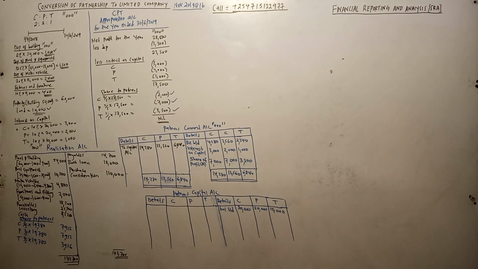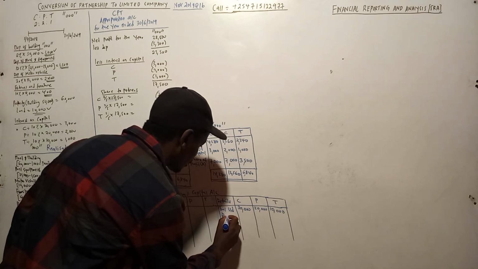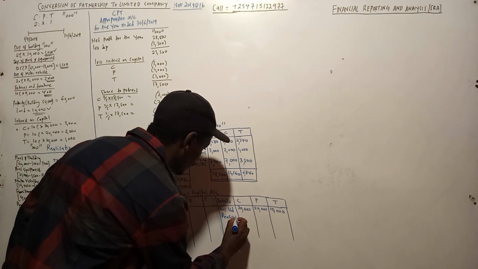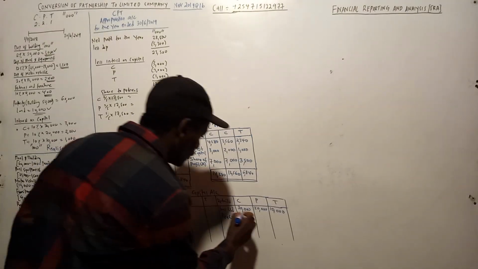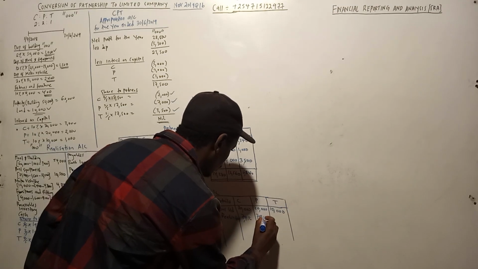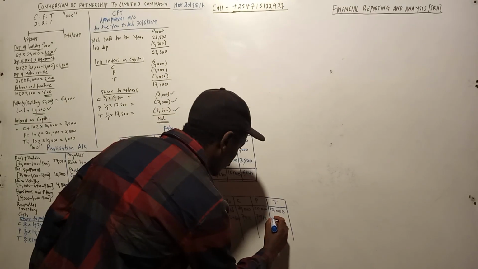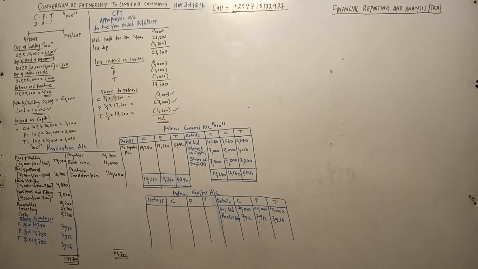Then the realization account. So share of realization. We have it here: 7,912, 7,912, 3,956. That's the realization account.